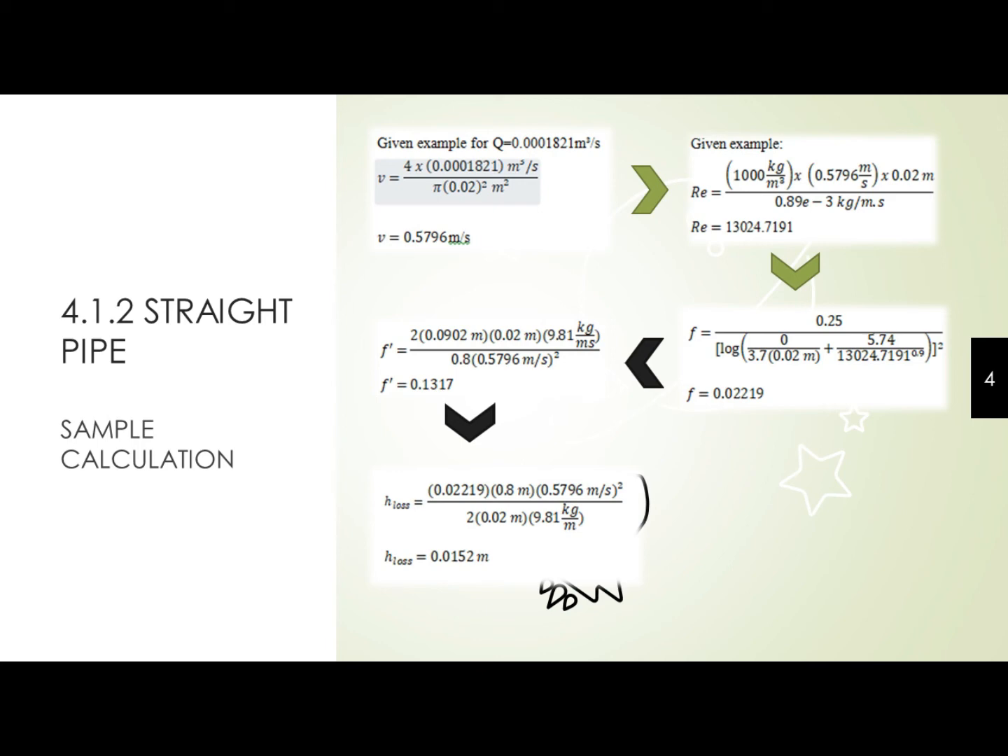And then we can obtain the measured friction coefficient, which is 0.1317, by using the Darcy-Weisbach equation. We can also obtain the calculated head loss by using that particular equation, and we obtain 0.0152 meter.